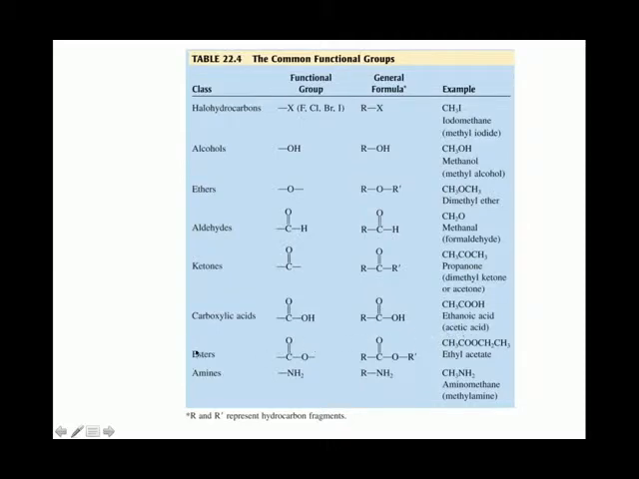Now we have esters. Now esters have a functional group that's going to occur within the chain, and an ester is from a combination of two different things that are bonded together. We're going to see that a little bit later coming up.